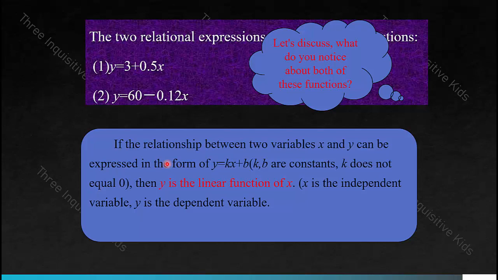So we learned about what independent variables are. Independent variables, to review, are the variables that change on their own. Dependent variables are the variables that change based off of the value of another variable.